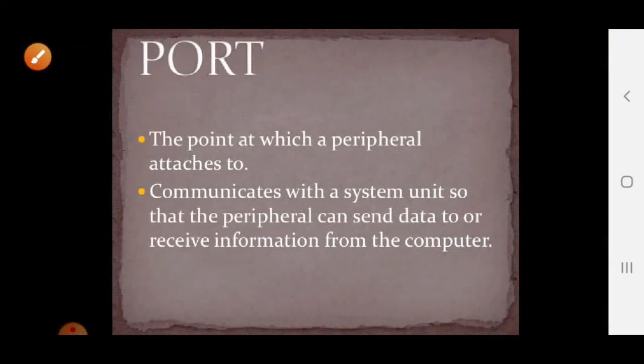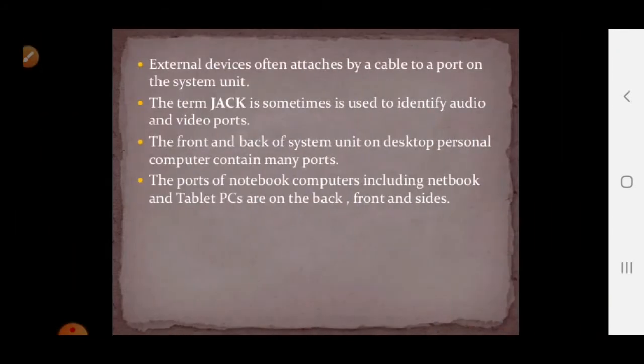What is a port? The point at which a peripheral attaches to the system. A peripheral is basically any input or output device. When you attach any input or output device to a system, that portion of the system is known as a port. It communicates with the system unit so that the peripheral can send data to or receive information from the computer. Once it is attached, you can receive data from that peripheral device and you can send data to the peripheral device also. External devices often attach by a cable to a port on the system unit. The term jack is sometimes used to identify audio and video ports.